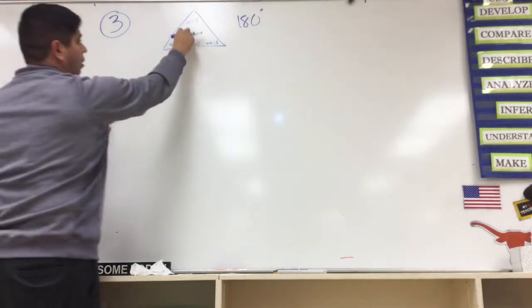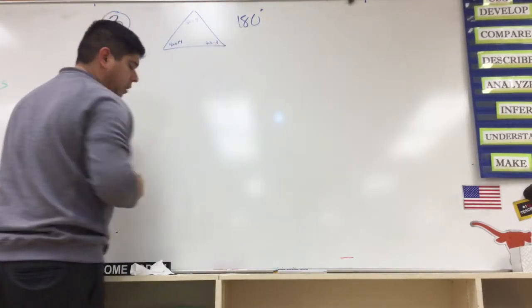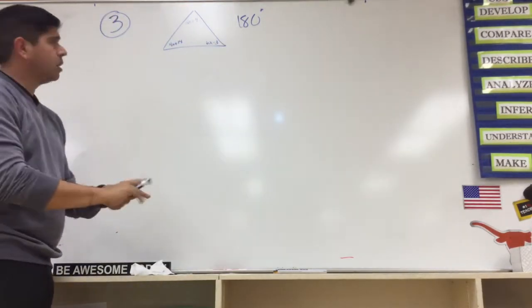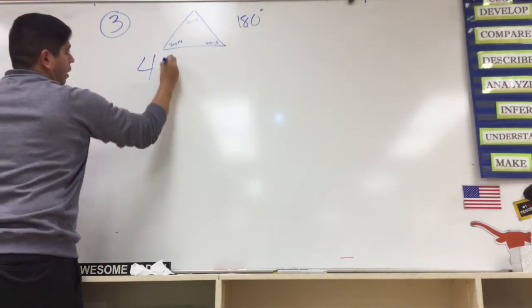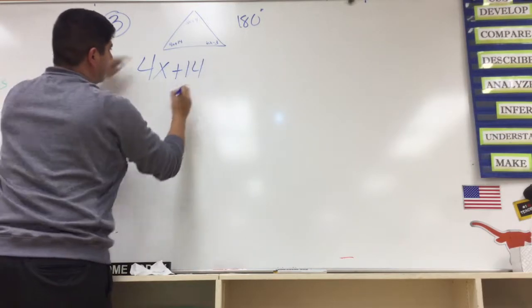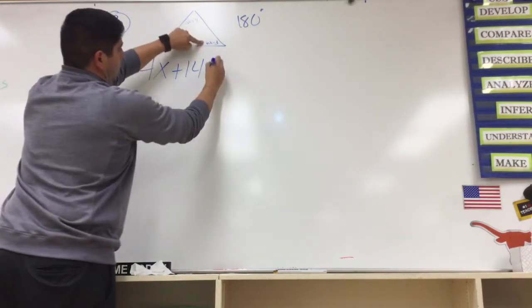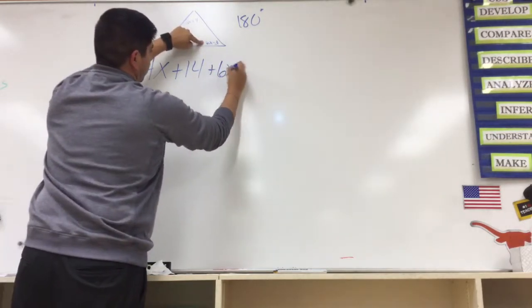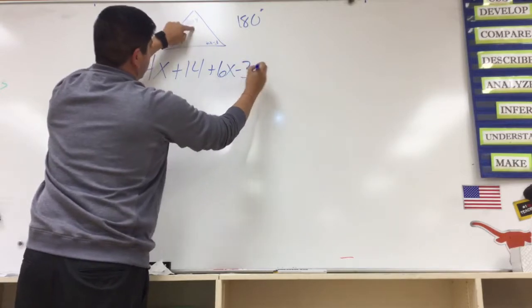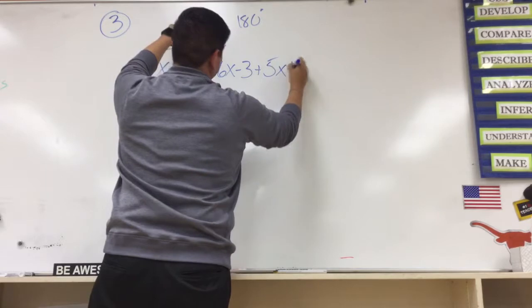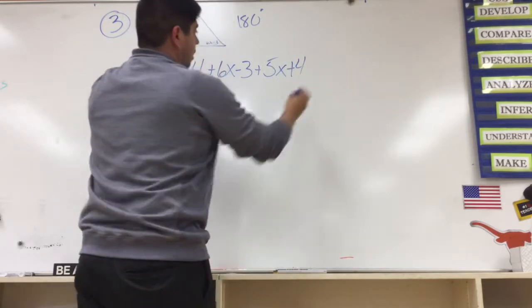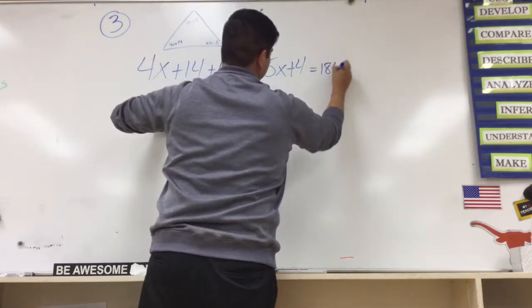So I have to add all these angles up, and it's going to equal 180 degrees. So the first thing you're going to do is set up an equation. All right, so I'm going to have 4x plus 14, which is that angle there, plus 6x minus 3, plus 5x plus 4. Okay, this is going to add up to 180 degrees.